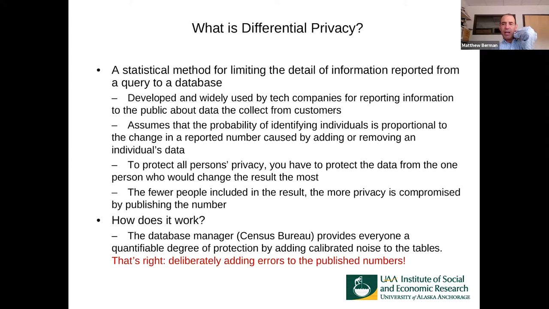And so specifically, differential privacy is a mathematical technique that assumes that the probability of identifying an individual's data in the database is proportional to the change in the reported number that would be caused by taking this person out or adding that person's data to the database. So it's basically a way of saying, whether this person's in the data or not doesn't make enough of a difference in the total for anybody to tell whether that person's data is there or not.